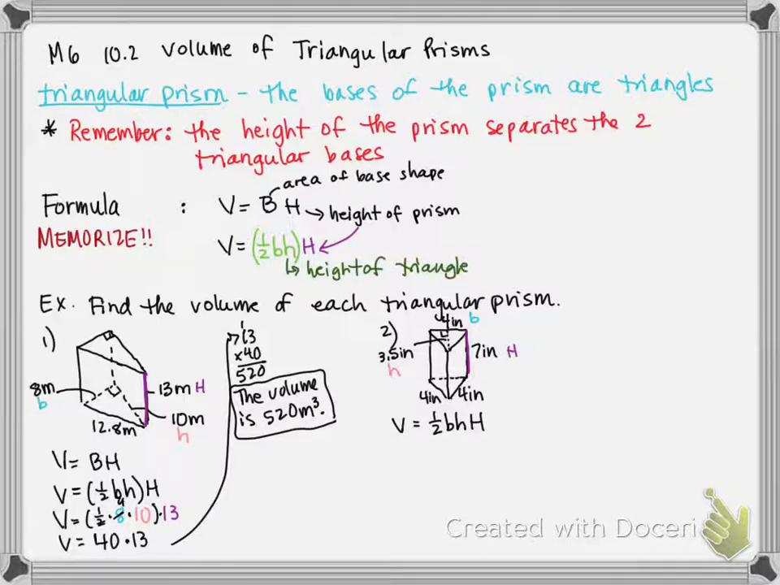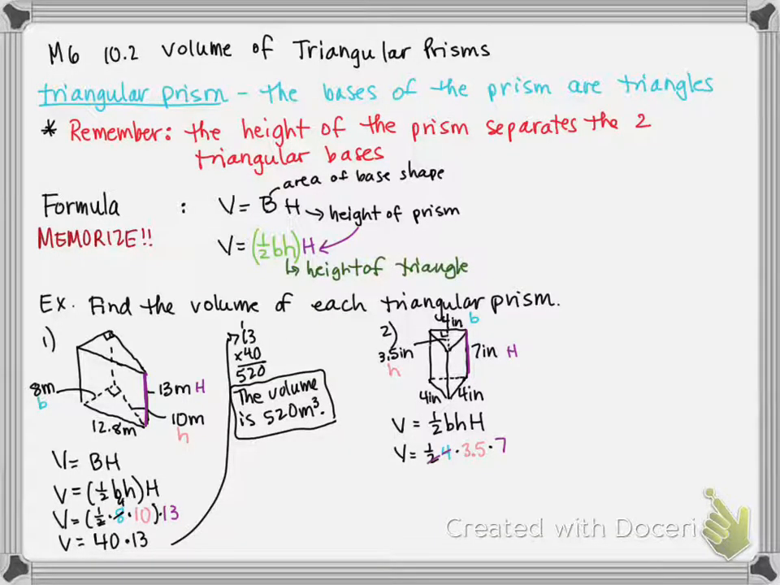So let's go ahead and put our numbers in, and we get 1/2 the base, which is 4. And I'm kind of showing you work a little differently, this one. And then the height is going to be that 3.5, that's of the triangle. And then we're going to multiply it by the height of the prism, which is going to be the 7. All right, so then I'm just going to start doing math.